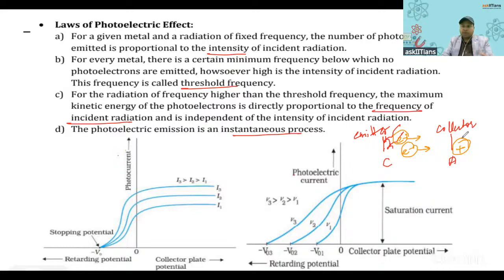Getting it? Now, if I keep the collector plate at a negative potential, you see that we have done this to calculate the stopping potential. Here in this graph, the potential is kept negative.